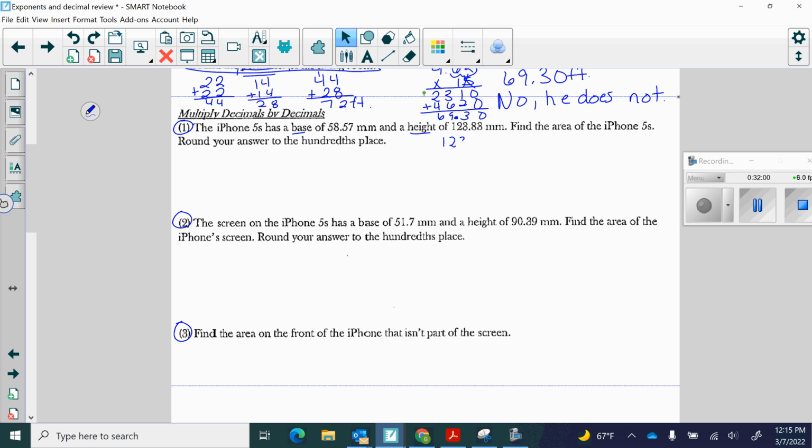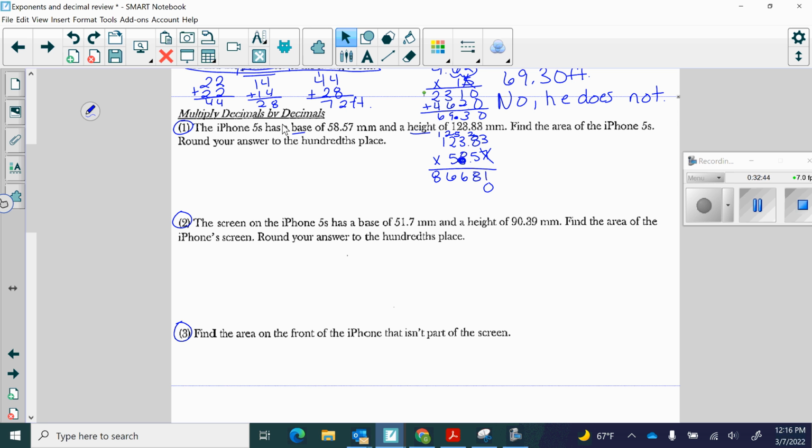So I have 123 and 83 hundredths times 58 and 57 hundredths. All right, so 3 times 7 is 21. 7 times 8 is 56 plus 2 is 58. 7 times 3 is 21 plus 5 is 26. 7 times 2 is 14 plus 2 is 16. And 7 times 1 is 7 plus 1 is 8. So I've multiplied all of my top numbers by 7, so I can mark it out. My decimals do not line up when I am multiplying, so I do not bring down the decimal. And I need a placeholder.